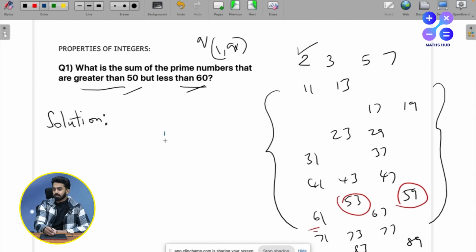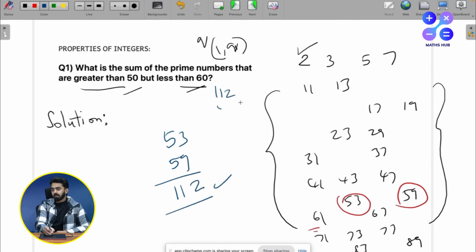You just need to sum these two, right? So 53 plus 59. That's going to give you 112. And that is the answer for this question: 112. Great. Let's go to the next question.